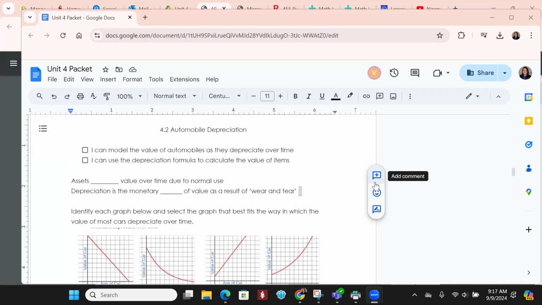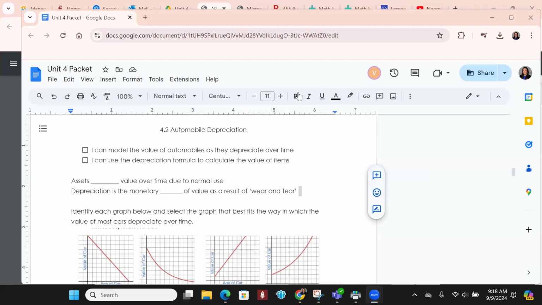So when you buy a car, does it increase in value or decrease in value? Decrease. Why? So, what about those old-timey cars? Aren't they worth something? Okay.